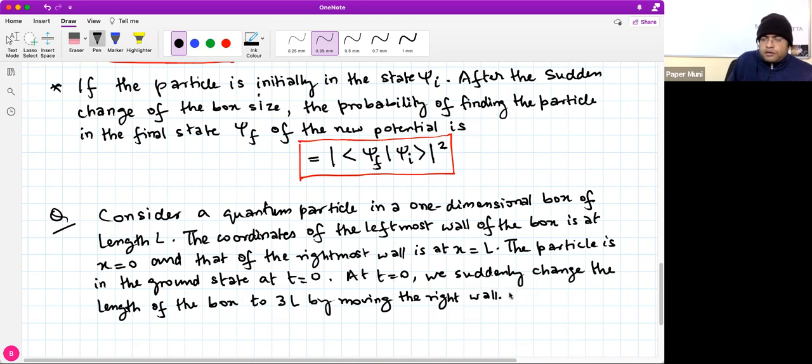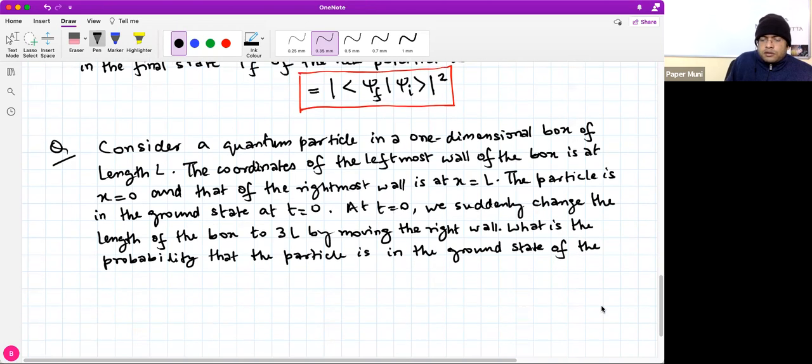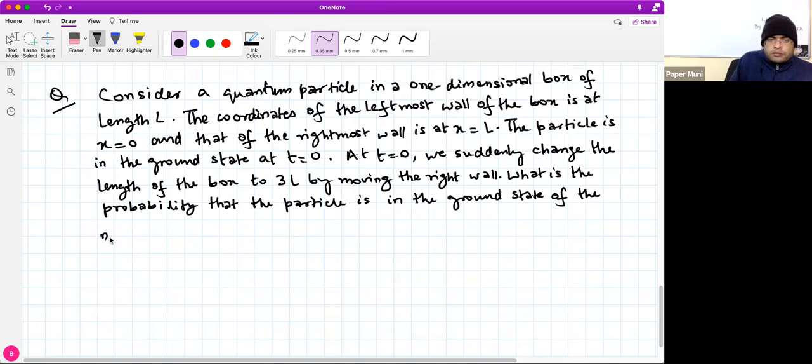Now, what is the probability that the particle is in the ground state of the new system, immediately after the change?